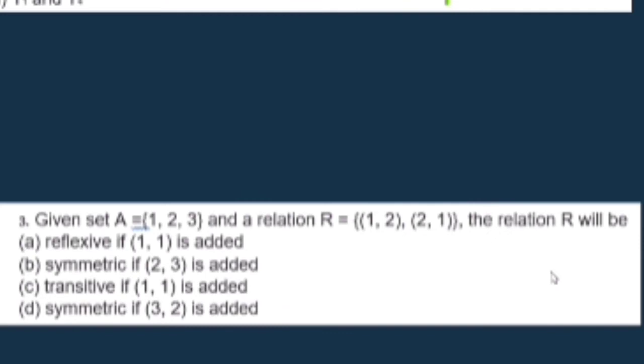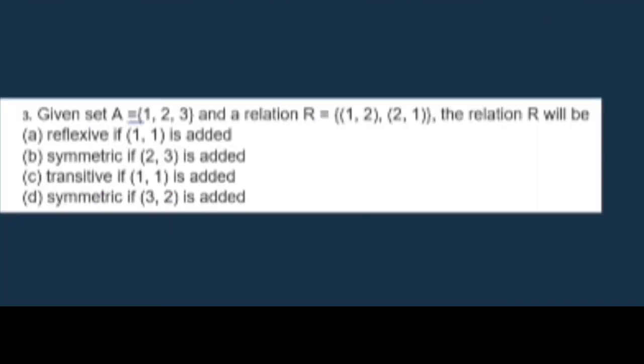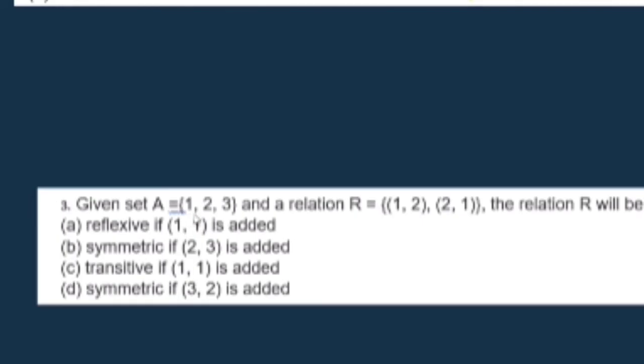Next one, given a set A is {1, 2, 3} and the relation R is {(1, 2), (2, 1)}. The relation will be reflexive if (1, 1) is added. When will you say the relation is reflexive? You should have (1, 1), you should have (2, 2) and you should have (3, 3). If you add only (1, 1), it is not reflexive. Every element should be related to itself. So it is not reflexive if you add (1, 1).